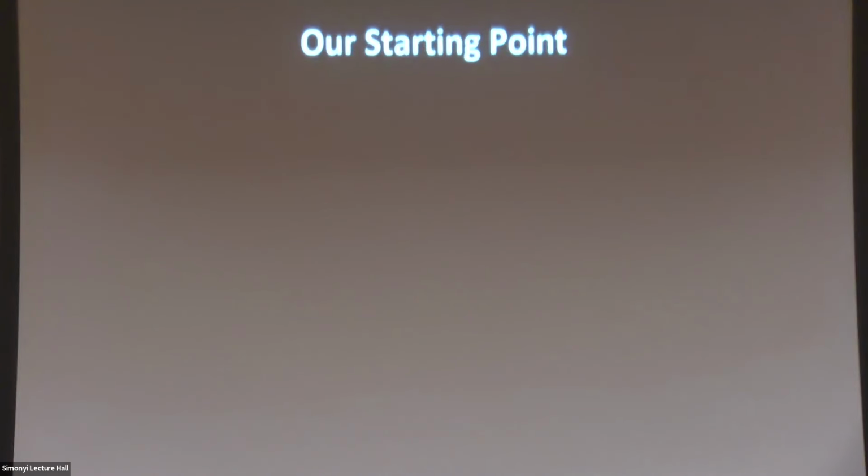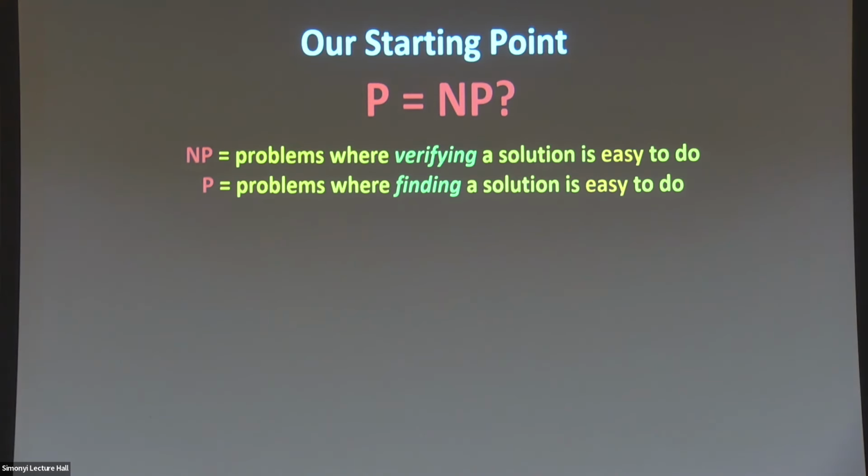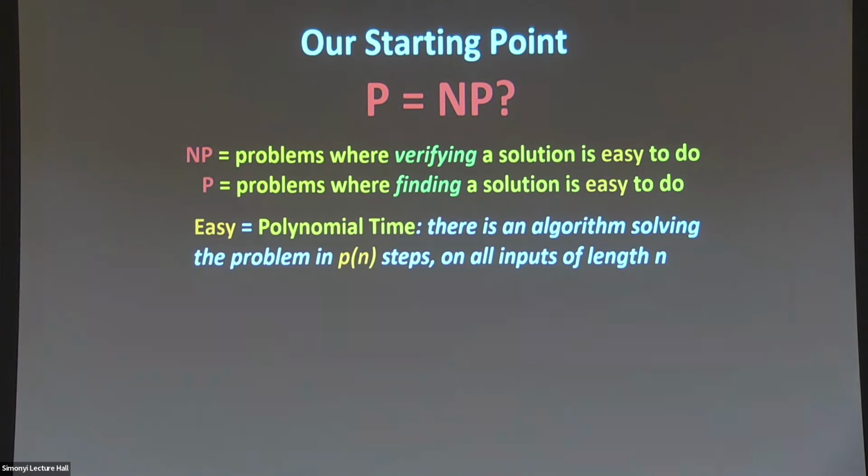So our starting point is the P equals NP question. In this talk, I will only think of P and NP quite informally. This level of formality is more than enough to understand what I want to convey here. So informally, NP is a set of problems where verifying a solution of the problem is easy to do. And P is a set of problems where finding a solution is easy to do. And our notion of easy is that of polynomial time.